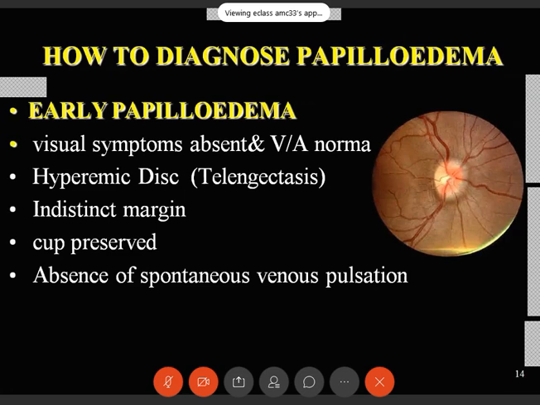Absence of spontaneous venous pulsations. Normal venous pulsations are present. When the spontaneous venous pulsation is absent, it indicates papilledema.